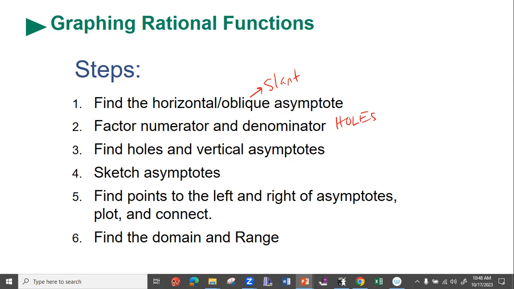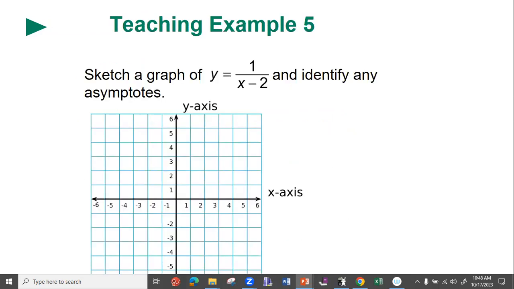Okay, all right. We're going to start with a pretty easy one. So here we have y equals 1 over x minus 2. And we're going to go through the steps. So remember following these steps. To start off, we're going to identify our slant or horizontal asymptotes. So first, that means we're going to acknowledge the degrees. When there's no variable present, it is x to the 0.